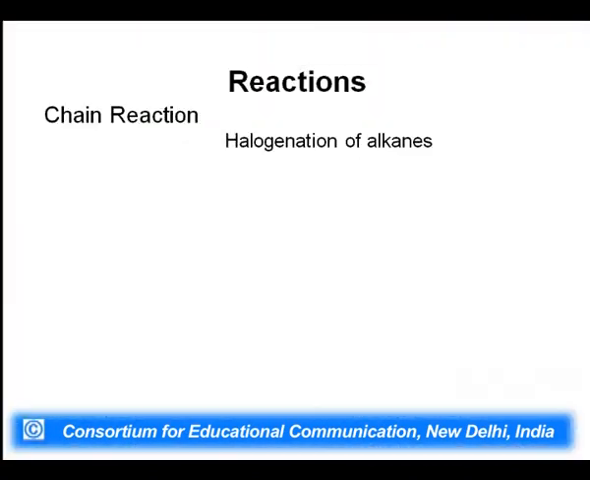So quickly we would go through another type of reaction, which is another example of a chain reaction, called halogenation of alkanes. When we talk about alkanes, there is not much to discuss, but in this reaction, which is halogenation of alkanes, what is happening? Chlorine is reacting with methane in the presence of light, and we are getting methyl chloride plus HCl.